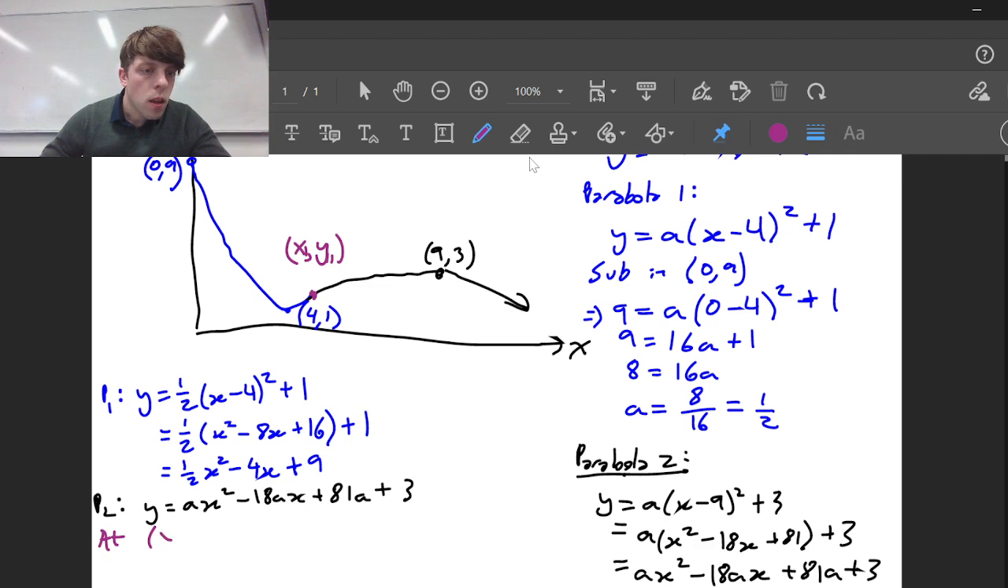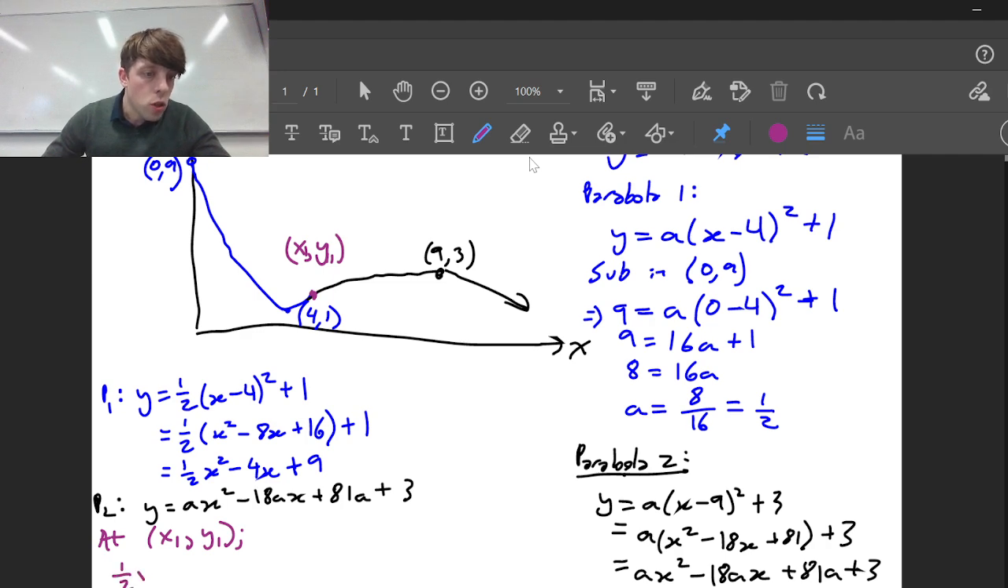So at x1, y1, if I plug a particular value of x, whatever this x1 value is, into this equation, I'm going to get out the same value that I would if I plugged it into this equation, right? Because this point here lies on both the blue parabola and on the black parabola. So that equation there must be equal to this equation here. The two y values are the same.